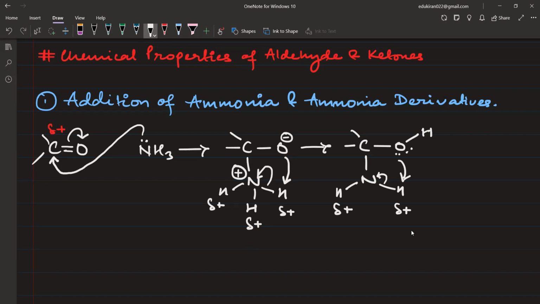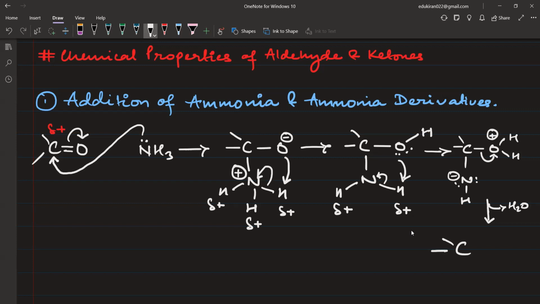So when it gives the electron back to the nitrogen atom, you will get carbon, oxygen with 2 hydrogens and a positive charge. Now this nitrogen is having only 1 hydrogen with a negative charge, and there are 2 lone pairs on the nitrogen atom. Now the oxygen atom gains a positive charge and it leaves the carbon as a water molecule. So water is left, and you have carbon. Whatever bonds are attached to it are attached as they are.